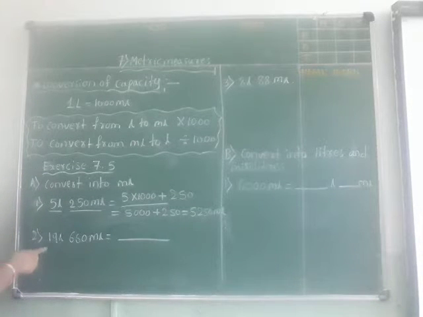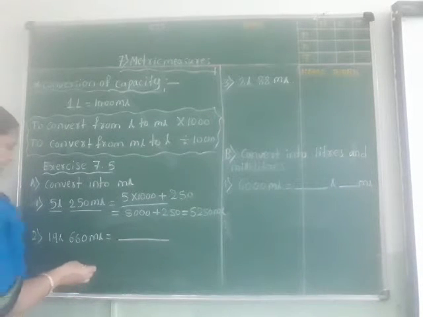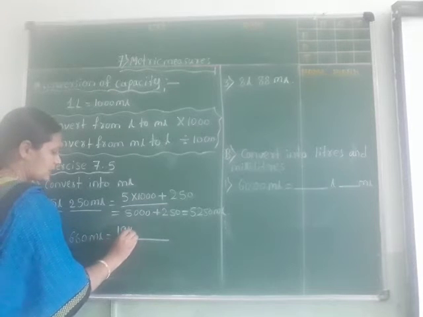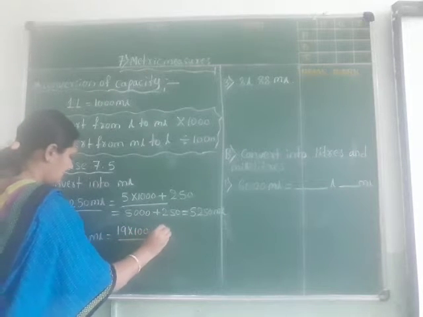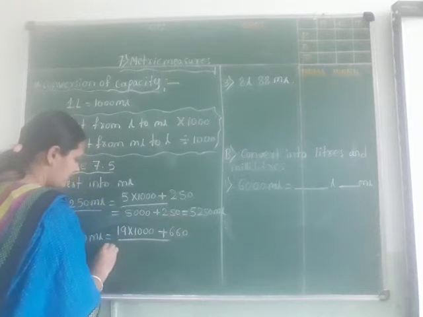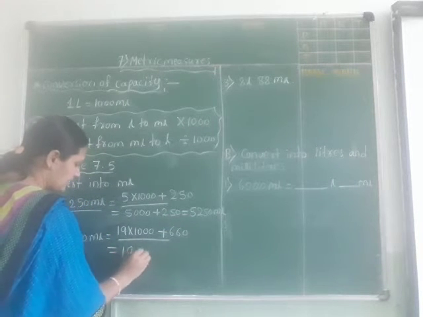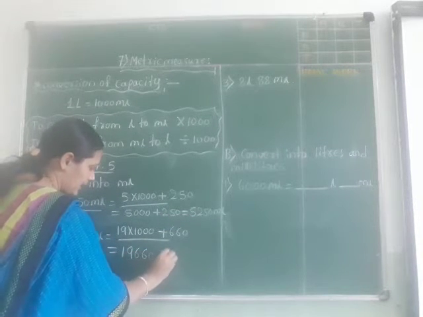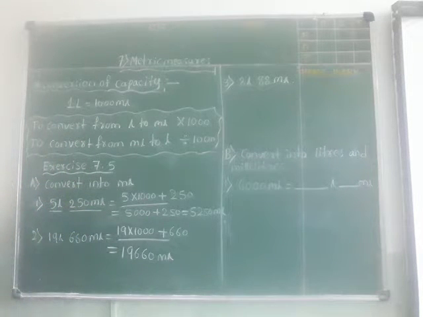So now 19 liters and 660 ml is there. So 19 into 1000 plus 660. So finally 19,660 ml. So like this we can convert the units from liter to milliliter.